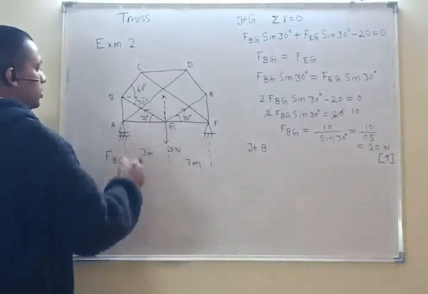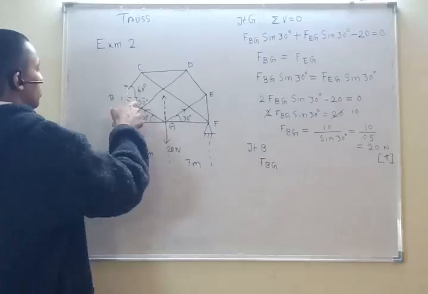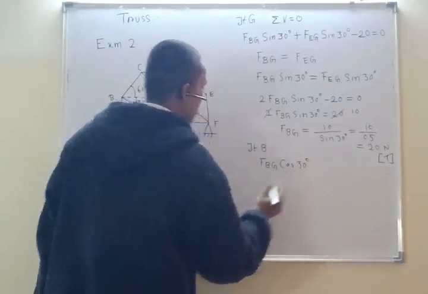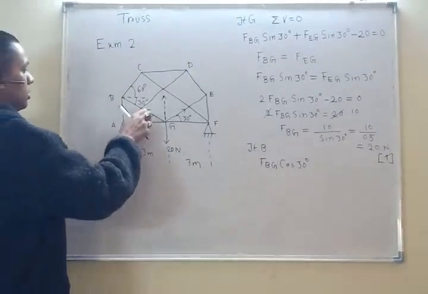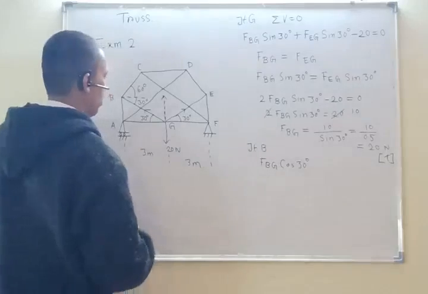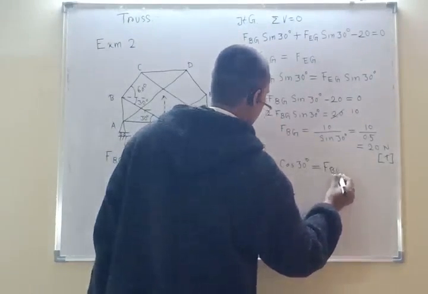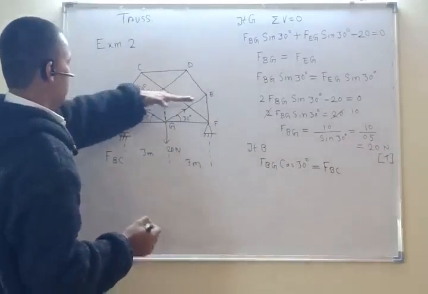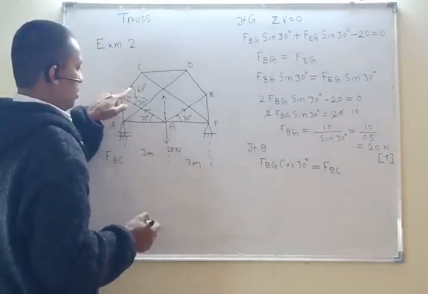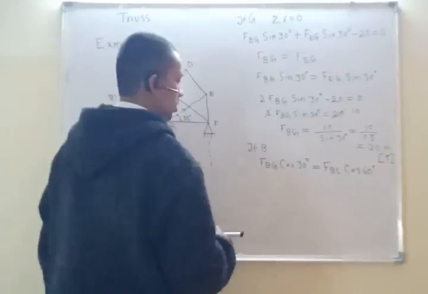What is the horizontal component of BG? That is the force in the member BG into, if this is the angle, then it should be cos theta. So F_BG cos 30 degree. Why? Because this is the angle, the force is acting like this, so this component is cos 30. So F_BG cos 30 should be equal to the component of F_BC in the horizontal direction. This is the sine component, this is the cosine component. So F_BC cos 60 degree. Cos 60 degree is 0.5.